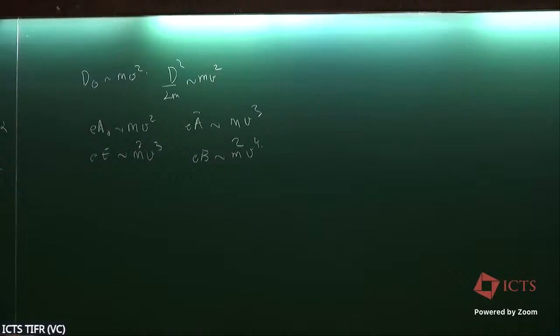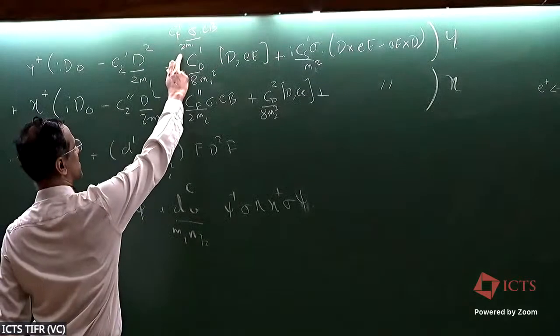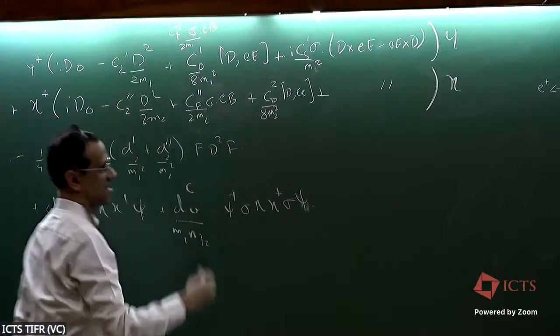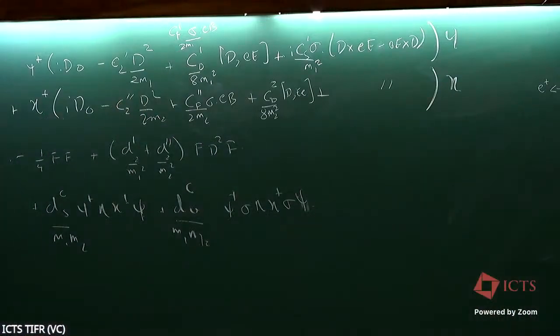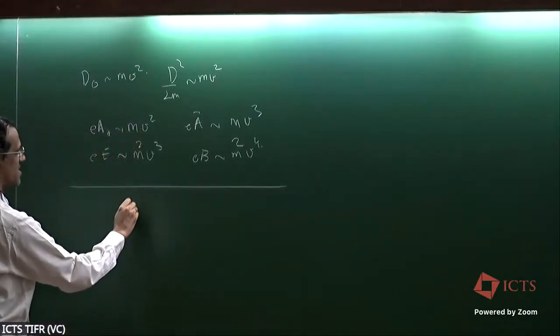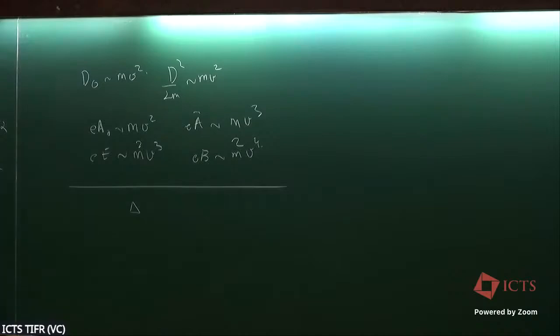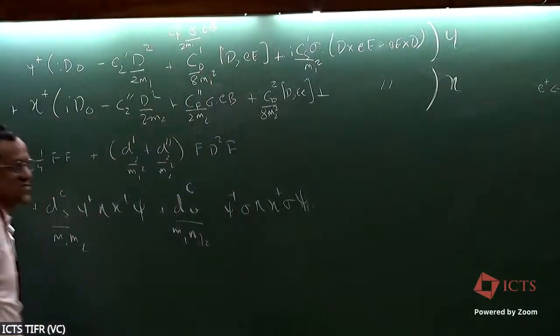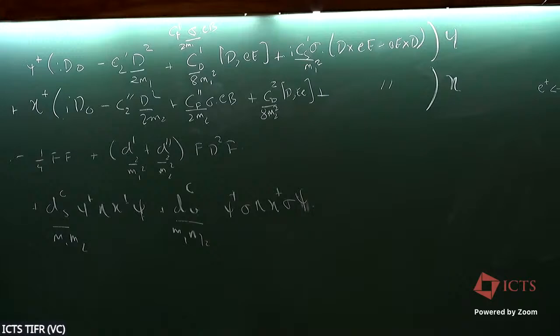Okay. So this Lagrangian, along with this power counting, tells you the importance of various terms. For example, this one you can see when you do it carefully: the sigma dot B will give rise to spin splitting.